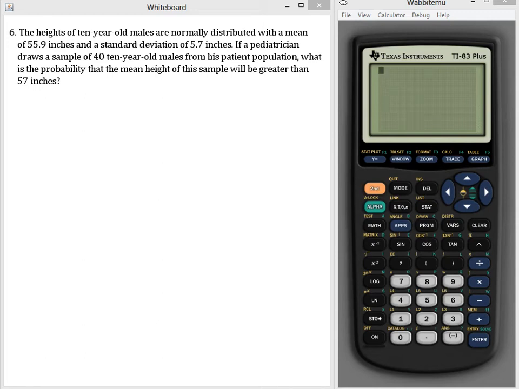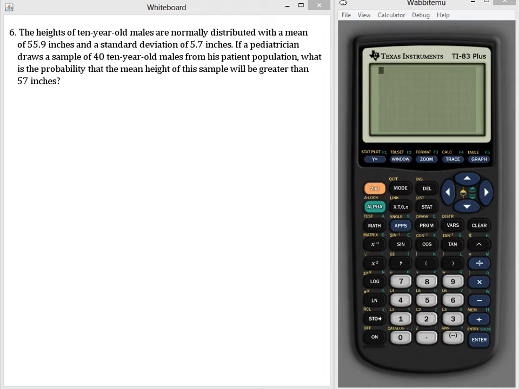Number 6. The heights of 10-year-old males are normally distributed with a mean of 55.9 inches and a standard deviation of 5.7 inches. If a pediatrician draws a sample of 40 10-year-old males from his patient population, what is the probability that the mean height of this sample will be greater than 57 inches?